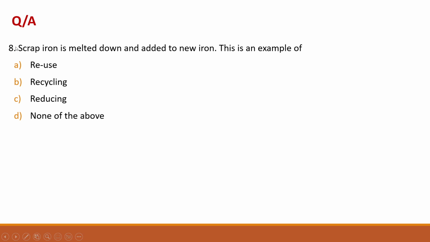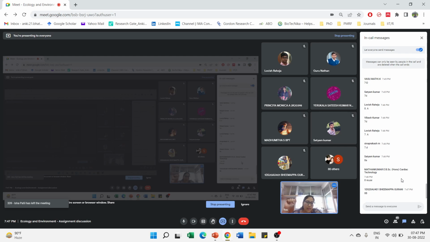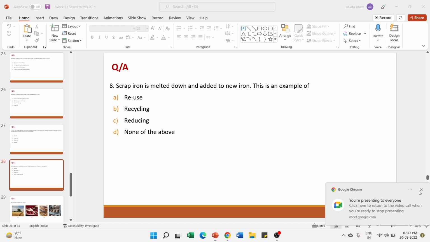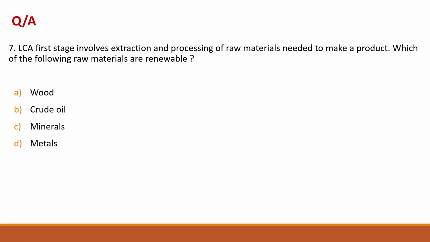Now the eighth question is, scrap iron is melted down and added to new iron. So what is this? This is an example of reusing, recycling, reducing, or none of the above. You can just note down the questions from 7th to 10th question. We'll discuss it in the next class, but I can still see if you are answering some questions. We still have different opinions for this question as well. I'll wait for 1 or 2 minutes.